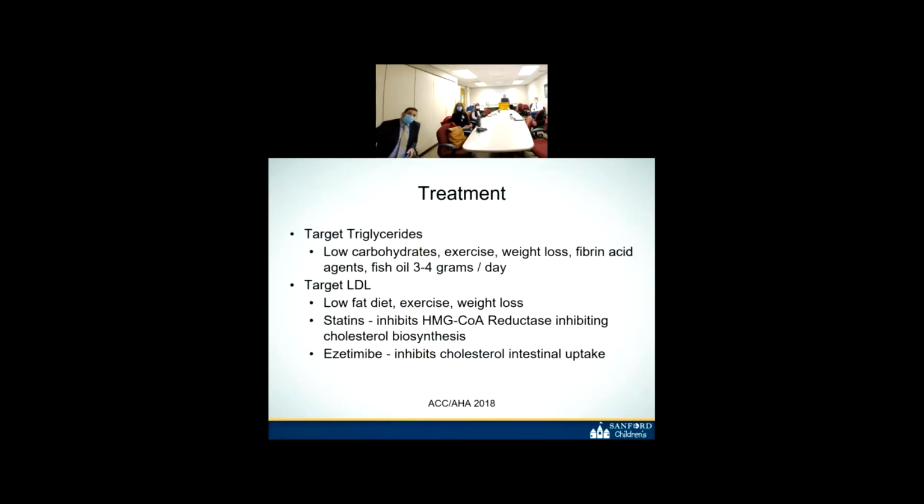In terms of treatment, we're talking about two different things. So if we're targeting triglyceride versus if we're targeting LDL. So targeting triglycerides, we all kind of know this, low carbs, exercise, weight loss. We could use fiber and acid agents, fish oil. If we're targeting our LDL, we're talking low-fat diet, exercise, weight loss, statins, or ezetimibe.